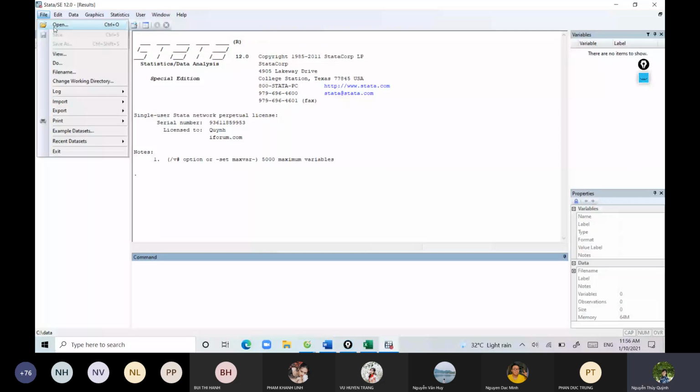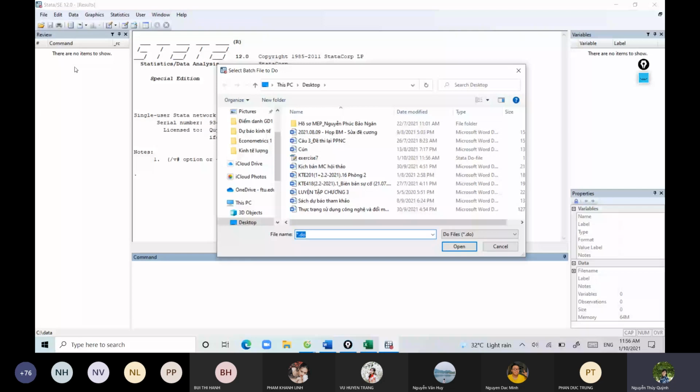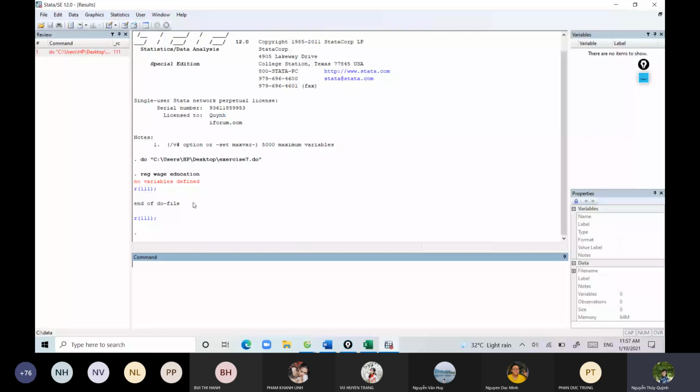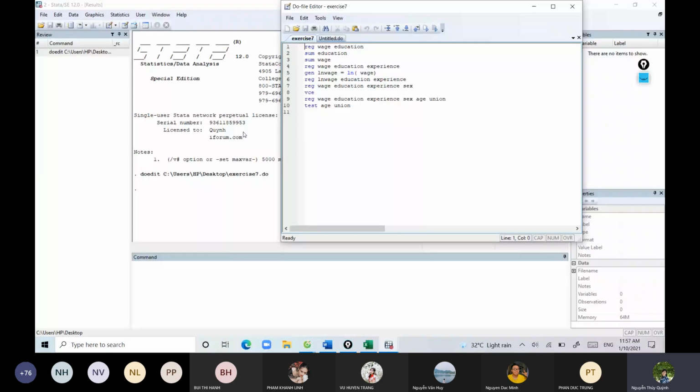Okay, so I will do a do file. Where is it? Here, exercise 7, and open it. All right, but you can see that there's nothing here because I forgot one thing for the do file: I haven't told it about the data that I use, which data to use.